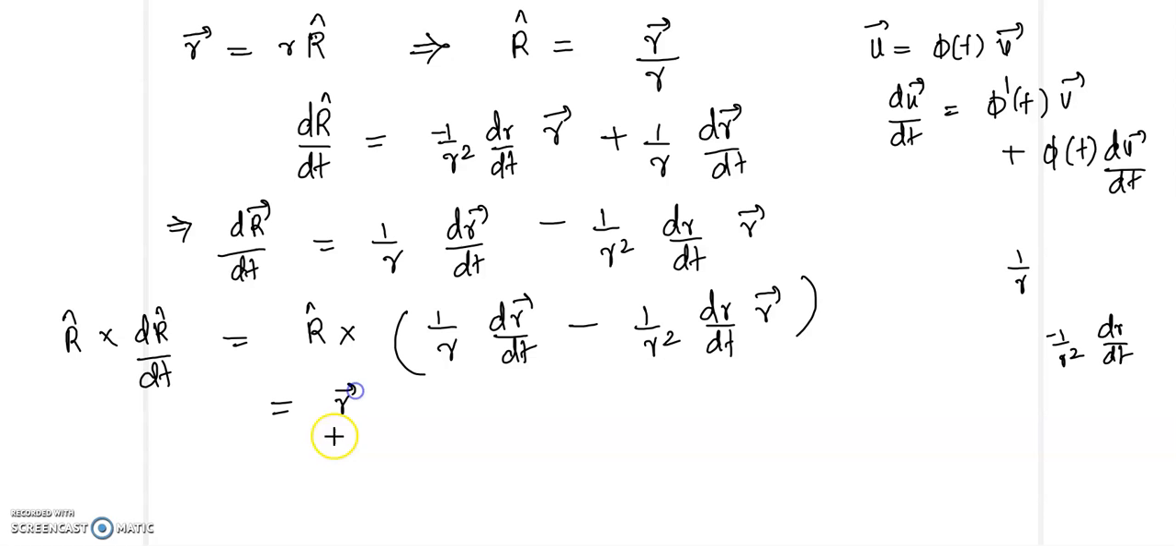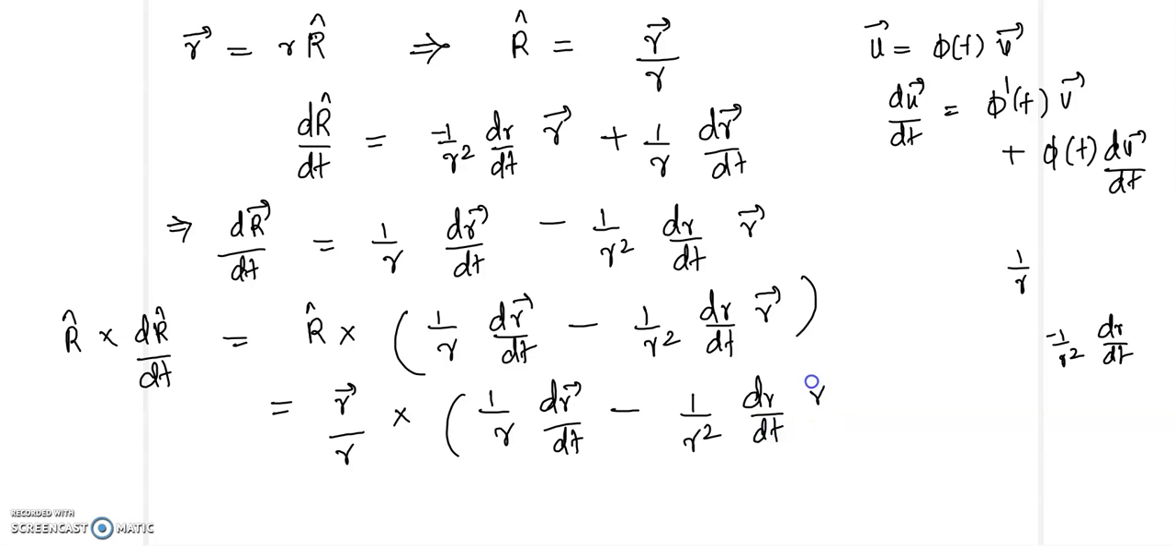So that is small r by r cross 1 by r dr by dt minus 1 by r square dr by dt into vector r. And now let me take this, so expand this one.